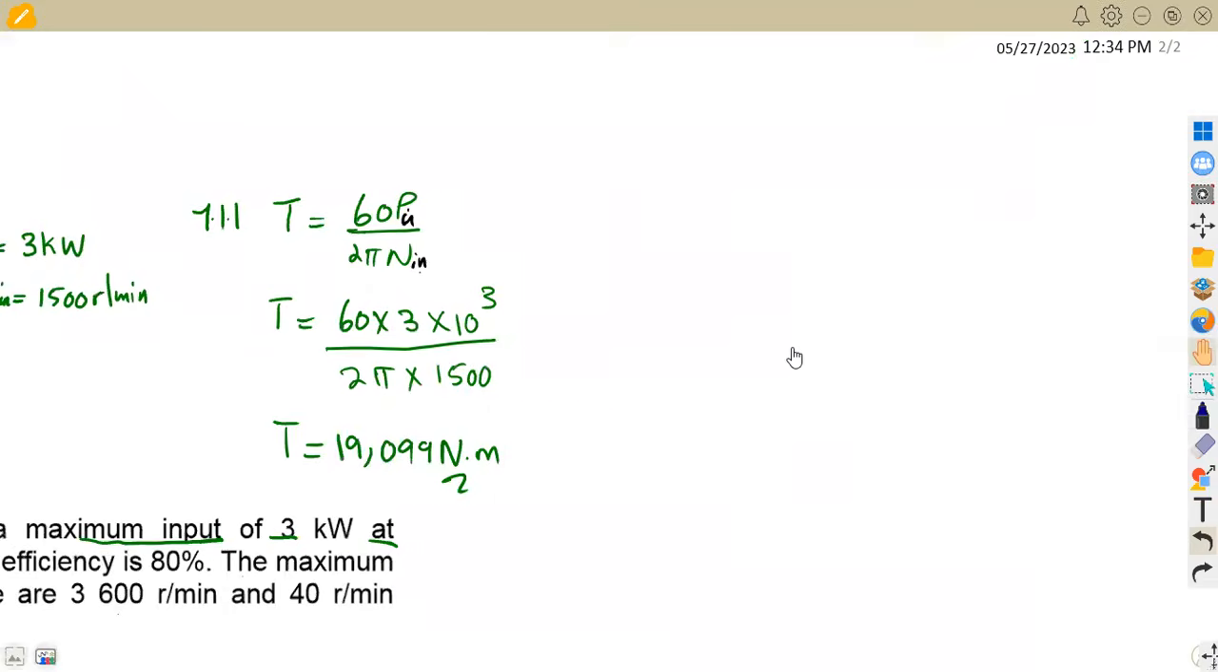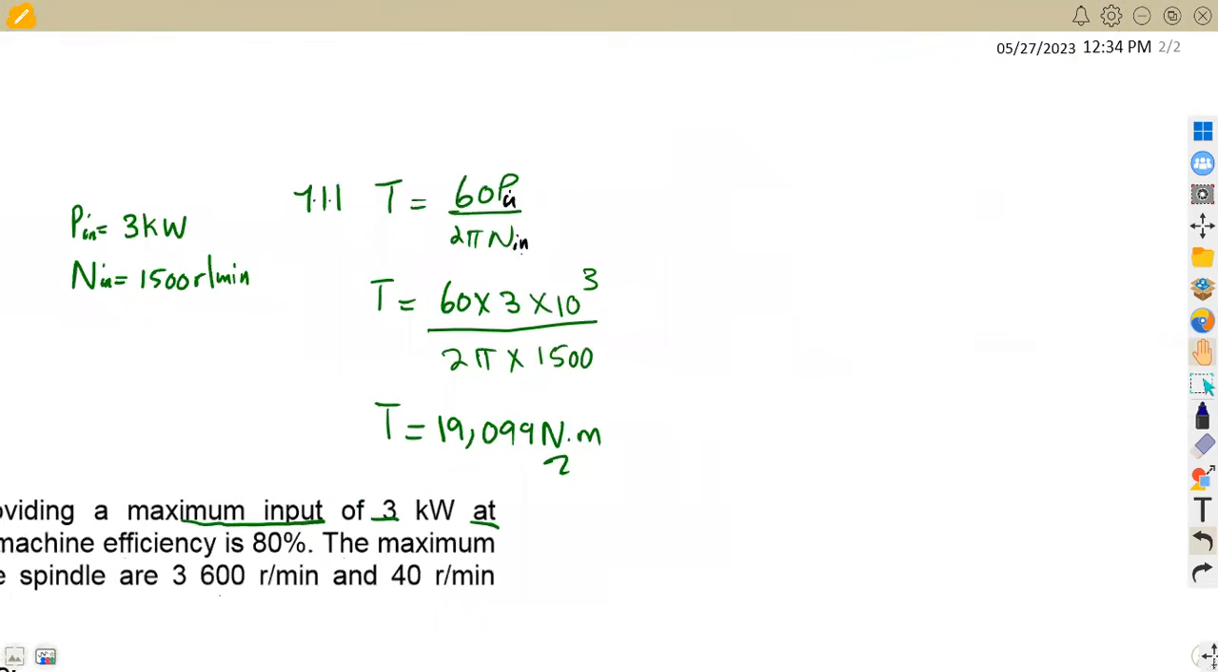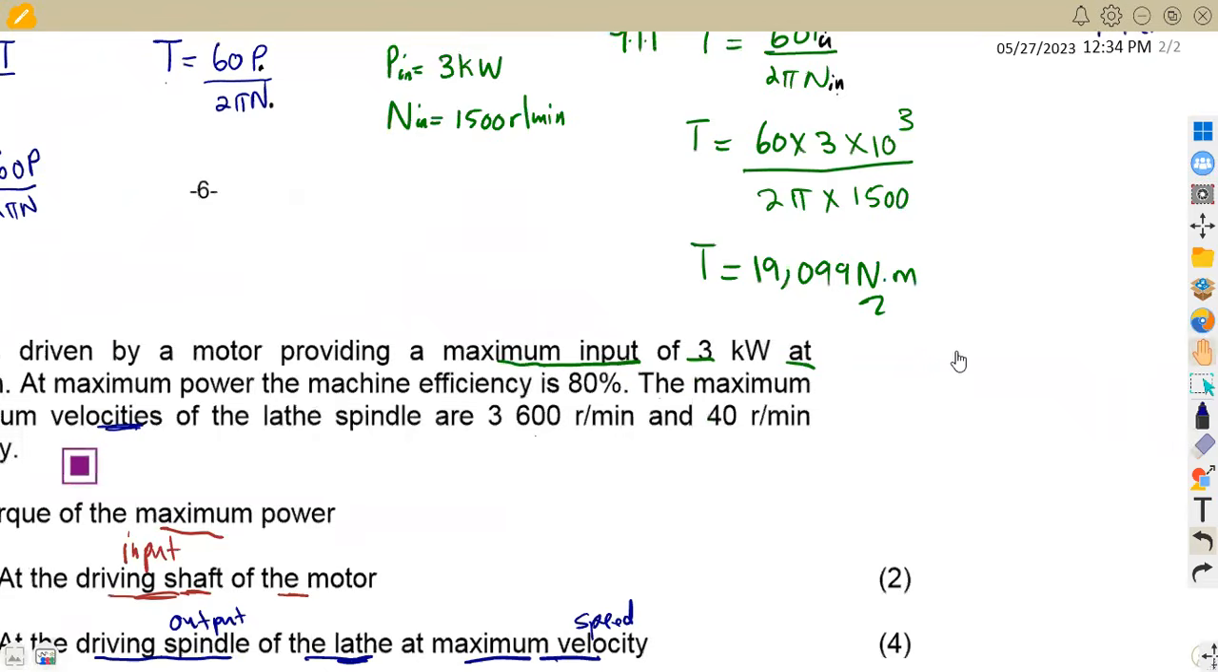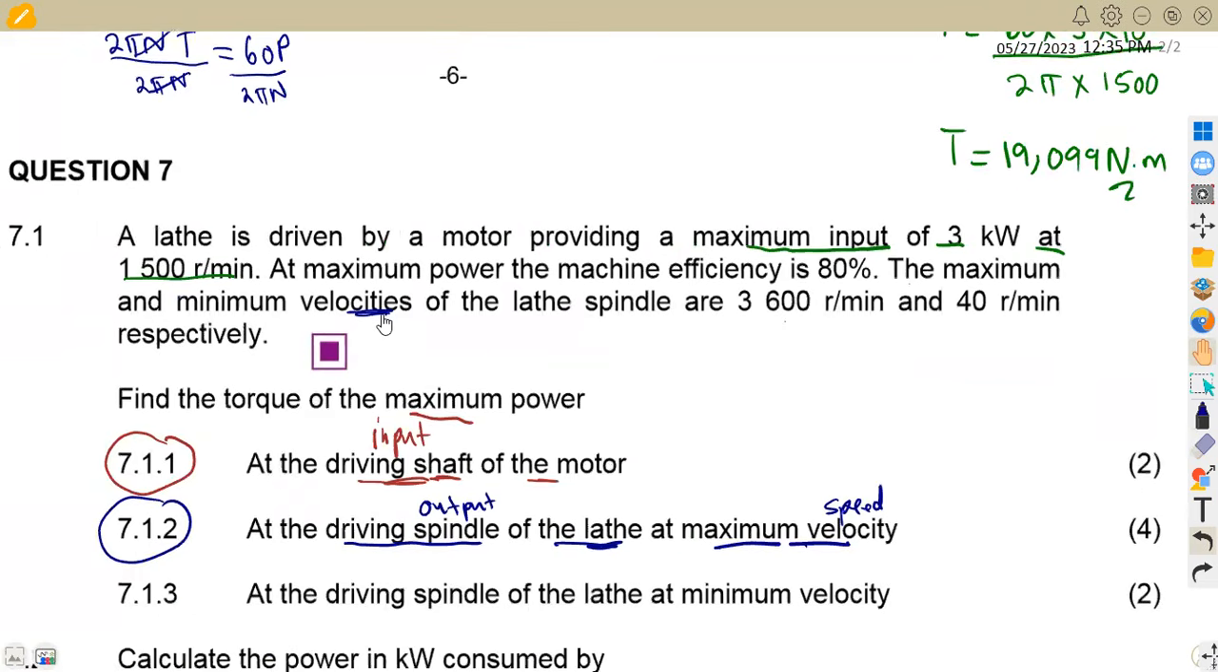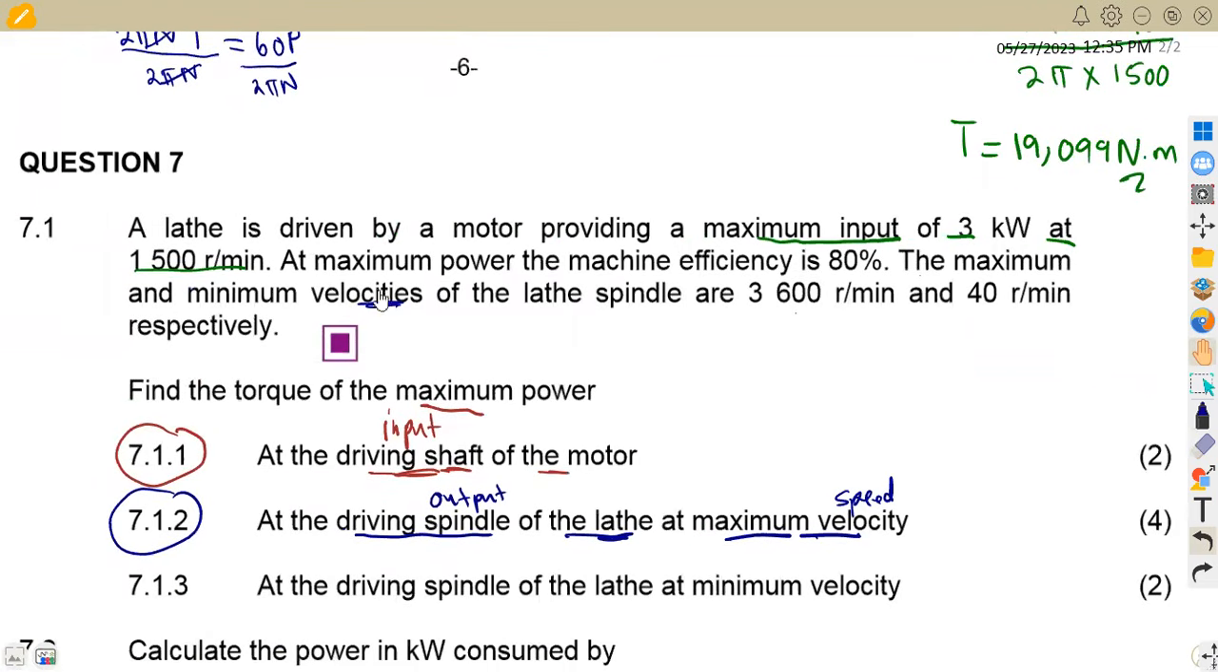All right, so we are given the efficiency in this case here. That is problem 7.12. Remember, we've got an efficiency of 80%, and as a decimal this can be 0.8, or 0.80. But here, if you check, we've got the maximum and minimum velocities. These are the speeds. We've got a speed of 3,600 maximum, and 40, which is minimum.